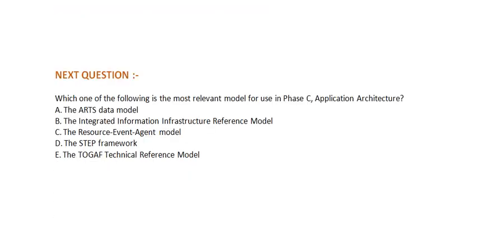Next question is, which one of the following is the most relevant model for use in phase C application architecture? Option A, the ARCH data model. Option B, the integrated information infrastructure reference model. Option C, the resource event agent model. Option D, the STEP framework. And option E, the TOGAF technical reference model. And the correct answer is option B.